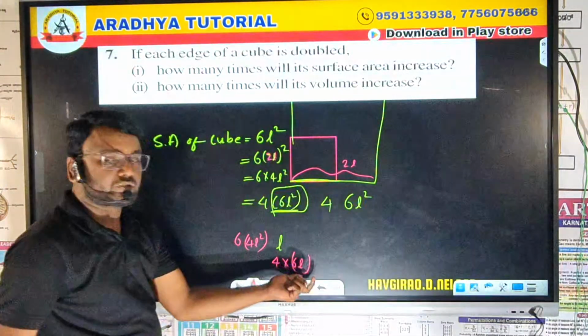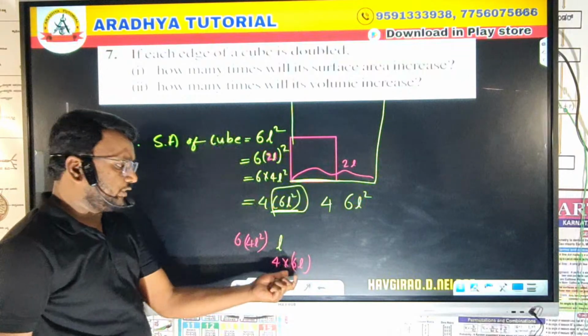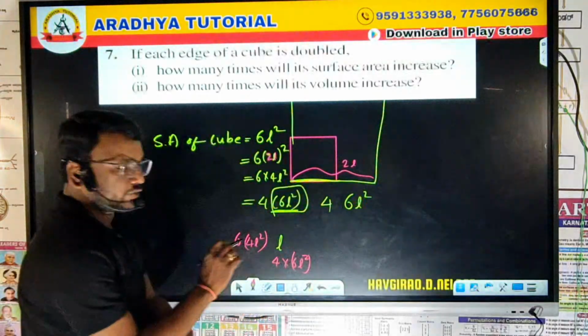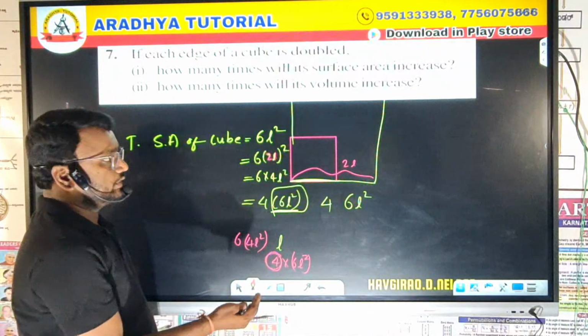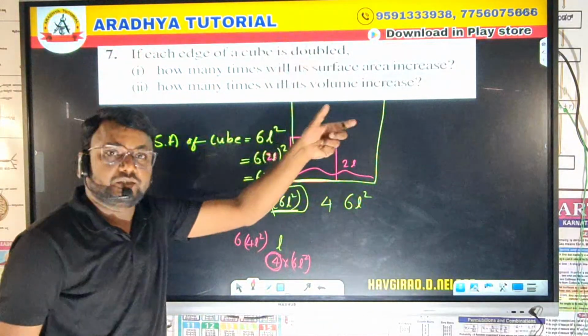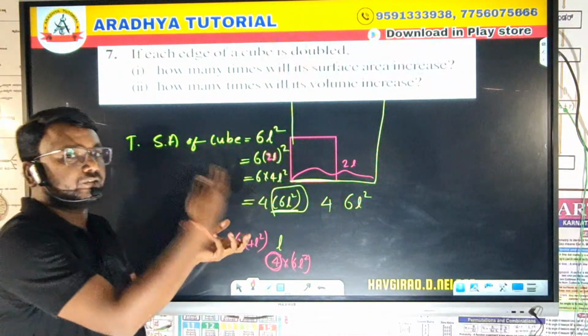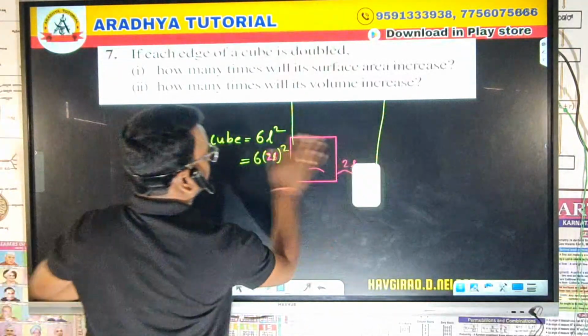Now 6L square is the surface area of the cube. Surface area of the cube becomes 6L square. Now this increases 4 times. If the side is doubled, then the surface area becomes 4 times. What happens to the volume?